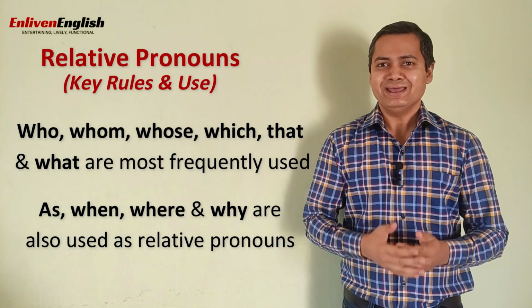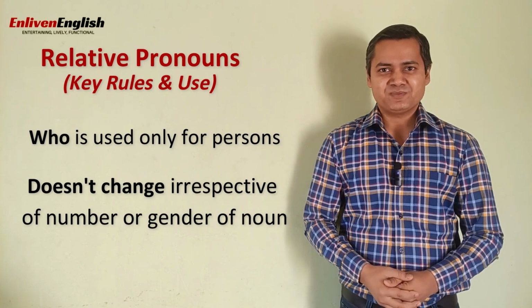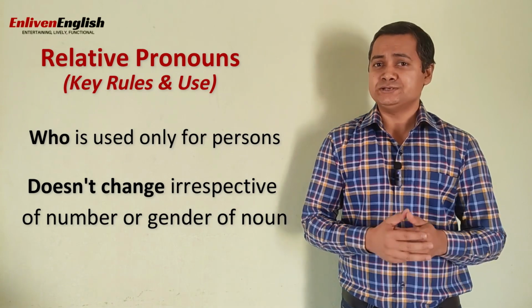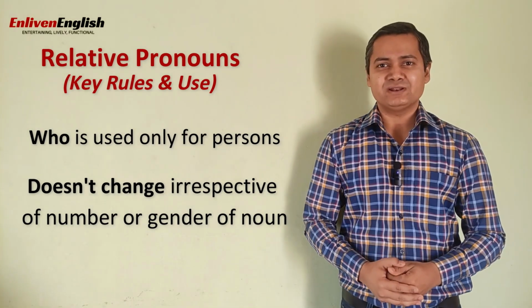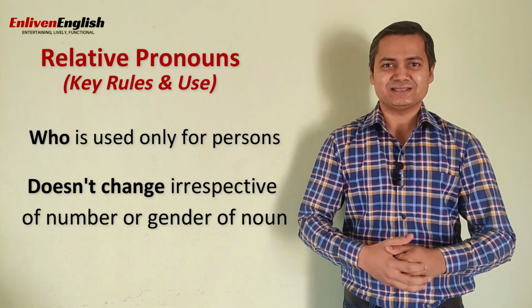So let's begin with who. Who is used for only persons, and its form does not change irrespective of the gender or the number of the nouns that come before it. Let's see some examples to understand this.